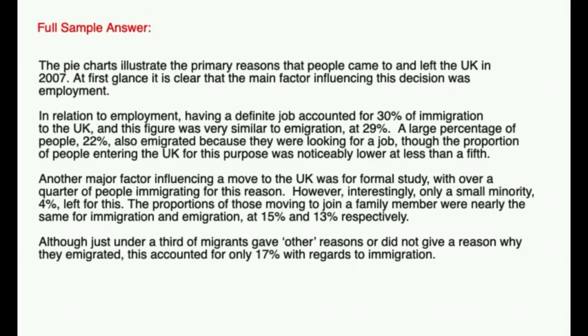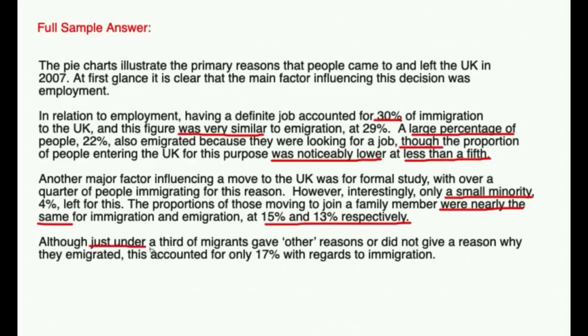And if we look at this final answer, we can also see some of the mix of language that's used in this. I mean, you have percentages throughout it. You've got your language of comparison, a large percentage of, though was noticeably lower, less than a fifth. A small minority were nearly the same. Just under a third.